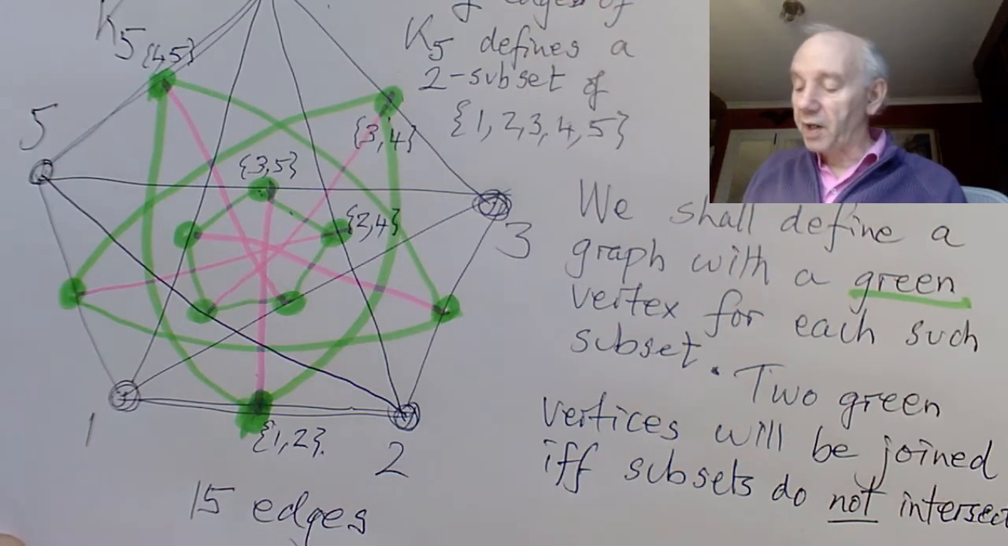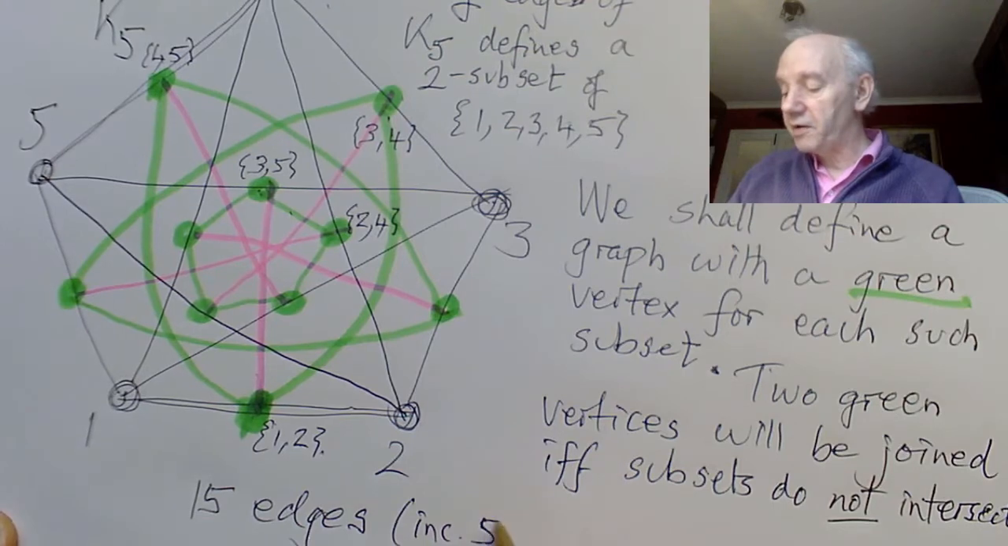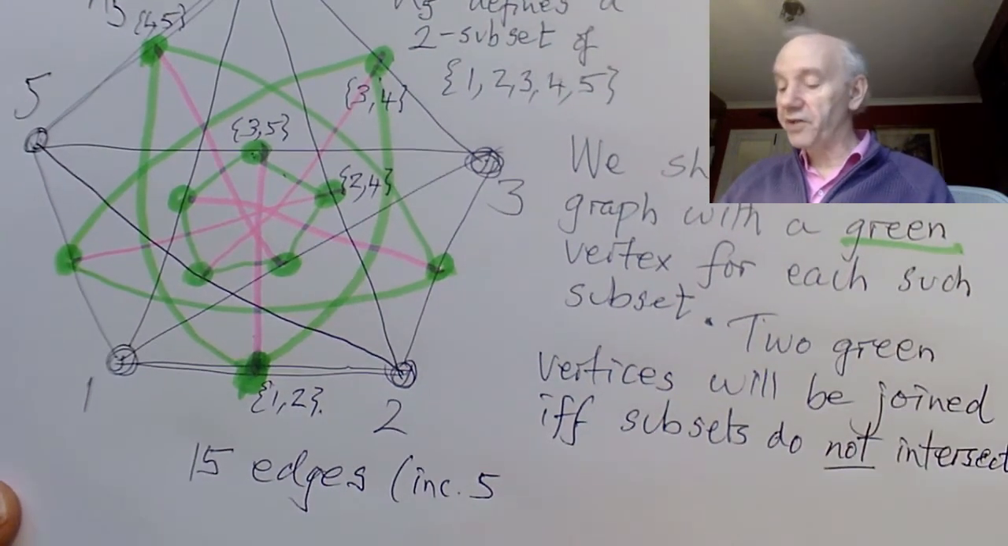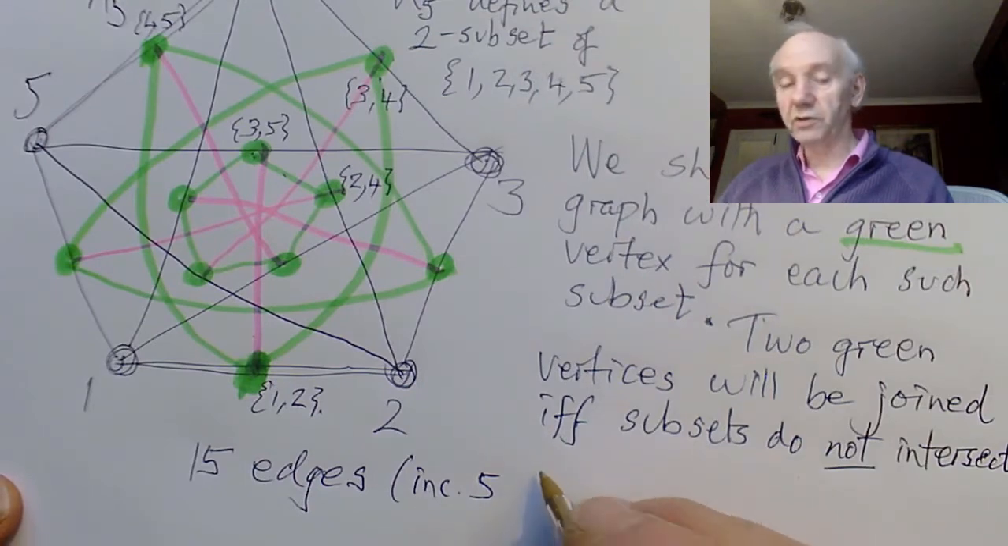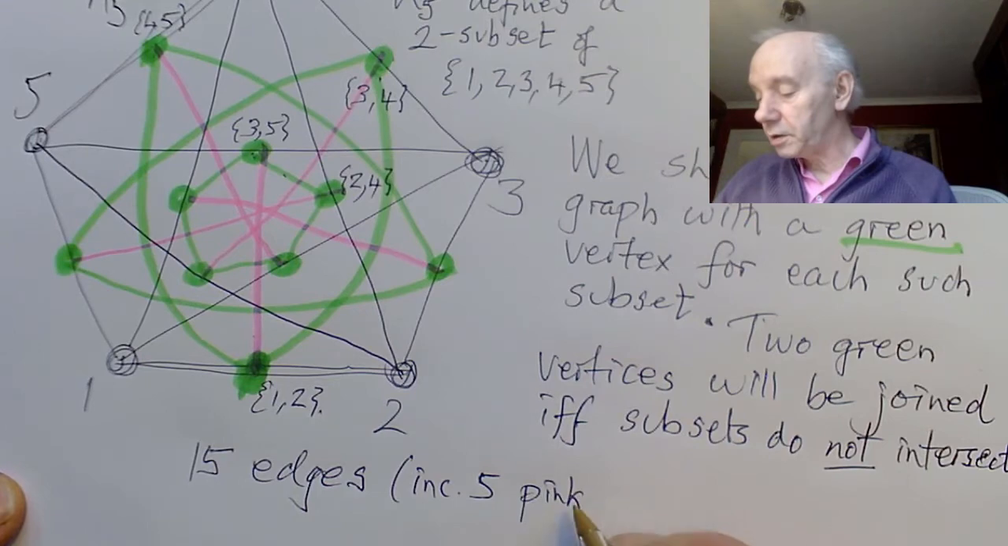So, the 15 edges include, let's say, the 5 spokes, which I had in the previous diagram, but these are now drawn in a different position, and they've been drawn pink. And that is the Petersen graph.